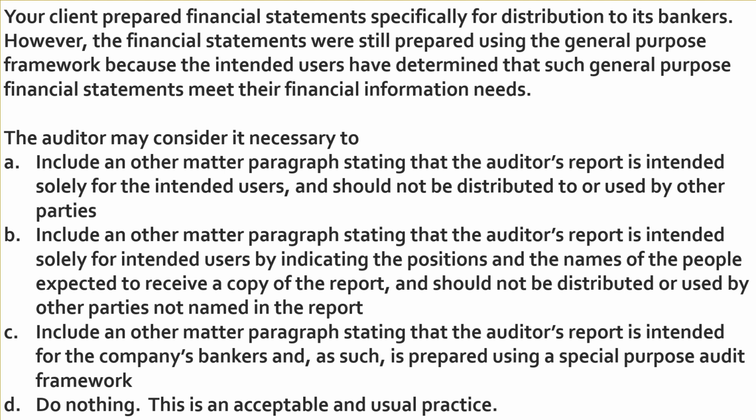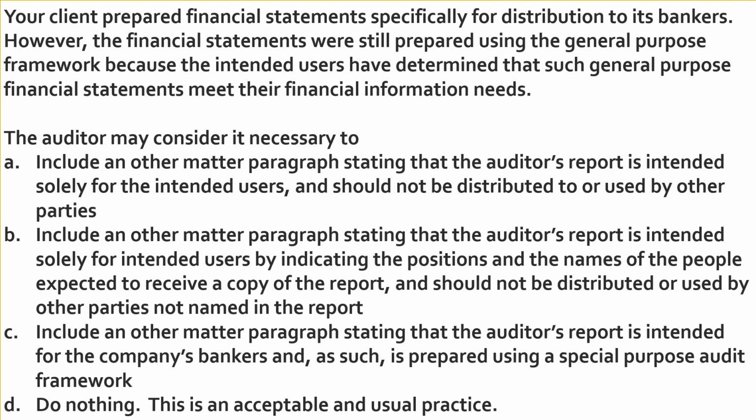Your client prepared financial statements specifically for distribution to its bankers. However, the financial statements were still prepared using the general purpose framework because the intended users have determined that such general purpose financial statements meet their financial information needs. So this is an example of a restriction in the distribution of the report. While the framework used is still general purpose, the report is restricted for distribution.